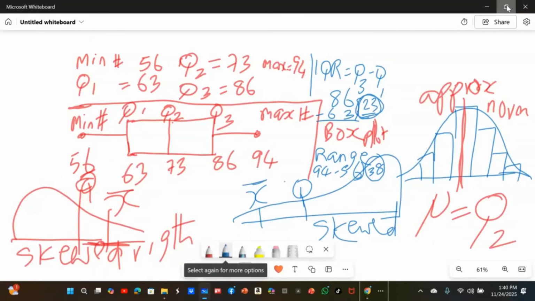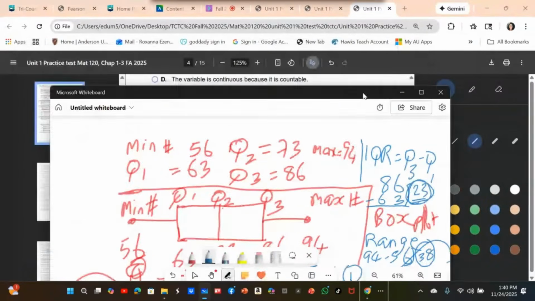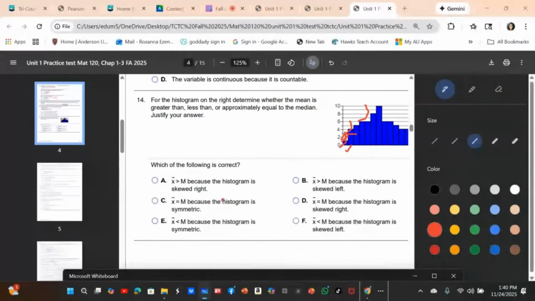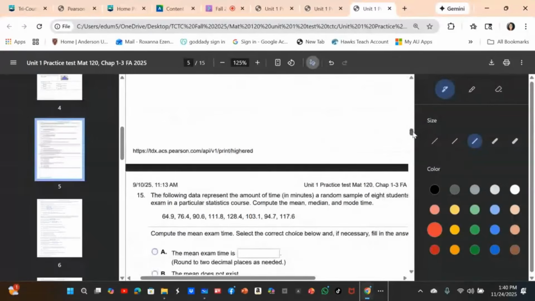Okay, so we talked about skewed left, skewed right, approximately normal, because they asked us a question. Sometimes in an exam, somebody asks you a question that will touch everything you have done to see if you understood. They can ask you a question that will cover almost everything you know.